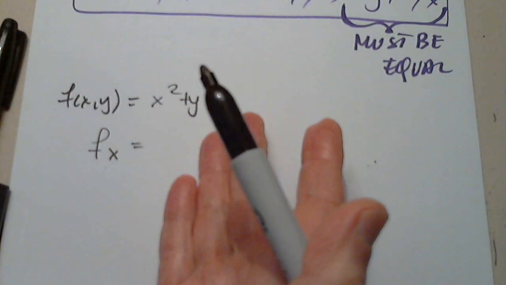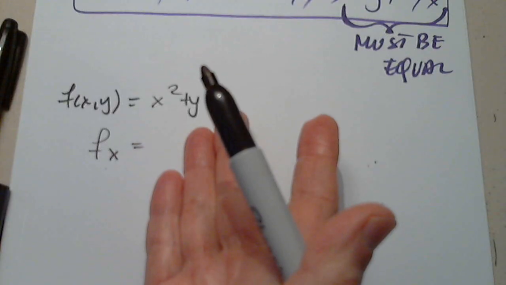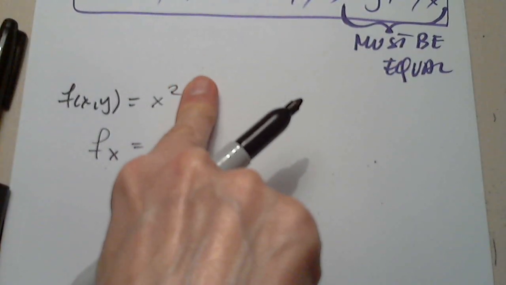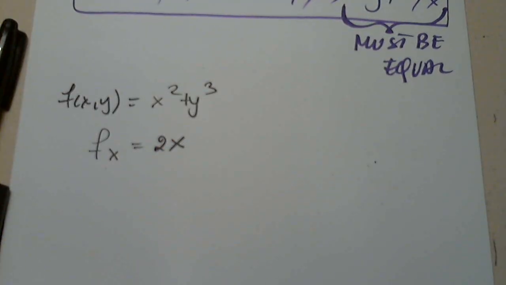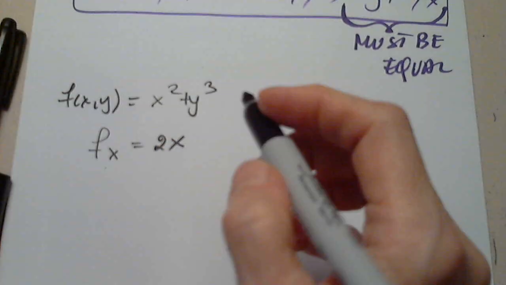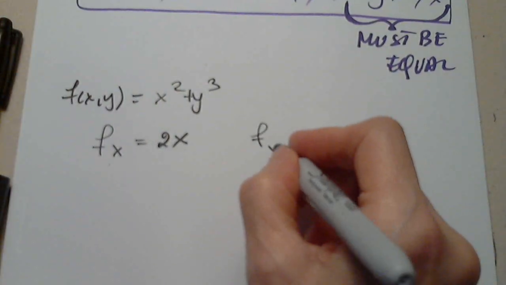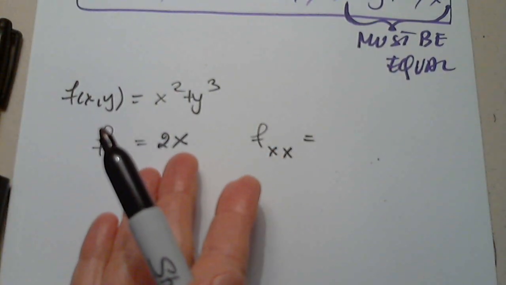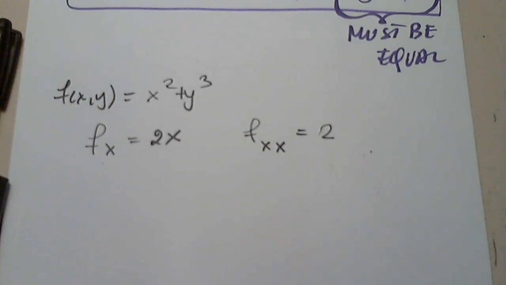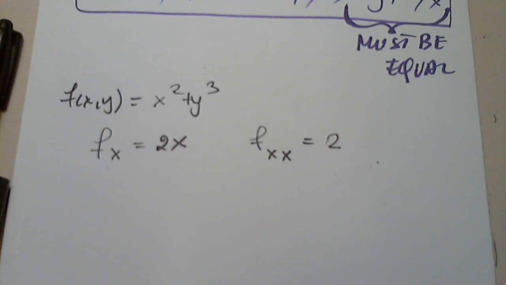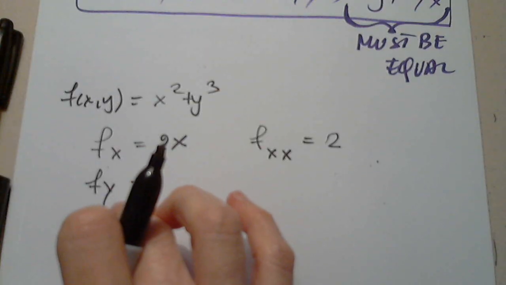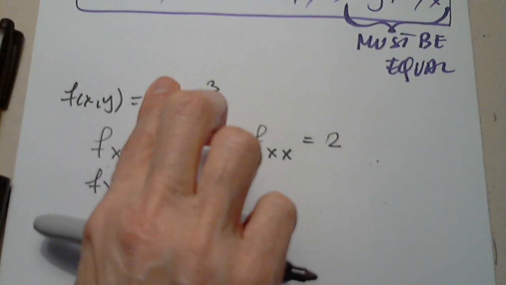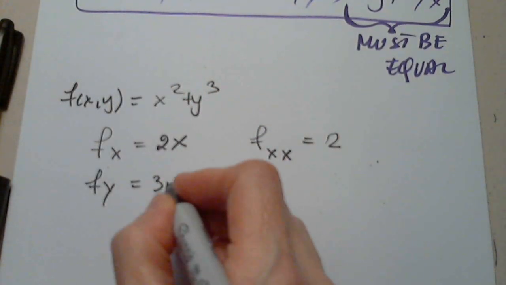Fx is very simple because I differentiate with respect to x. I consider y a constant. So this is 2x. Nothing else. Now if I want to determine fxx, I differentiate this function with respect to x and I get 2. And this is done. Now let's find fy. When I differentiate with respect to y, everything else is constant. So then I have 3y squared.